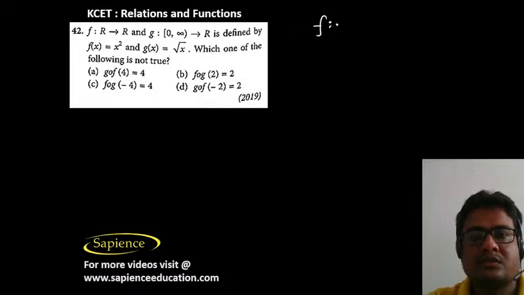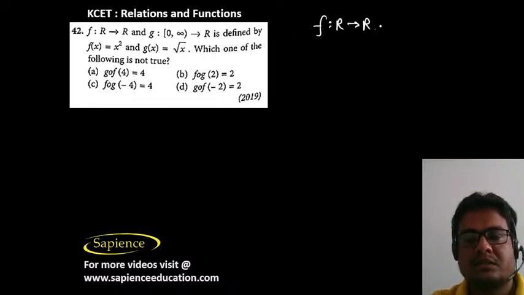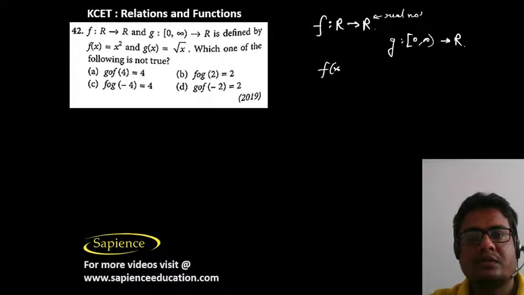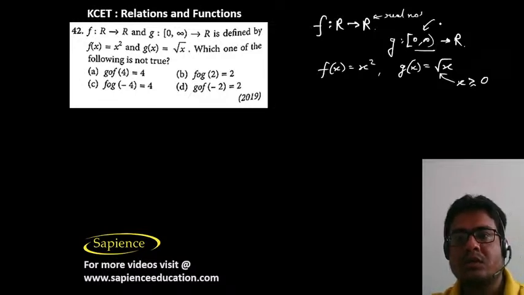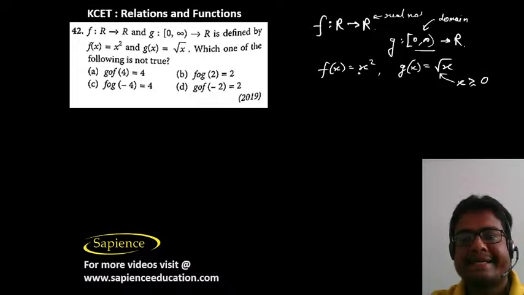And then f is a function which maps from R to R, R is a set of real numbers, and g is a function which maps from the set 0 to infinity to R. It is defined as f of x equals x square and g of x equals square root x. So here x should obviously be greater than or equal to 0 for g of x. So that is why the domain of the function g should be from 0 to infinity. And the domain of f is R, since all x can be any real number here.